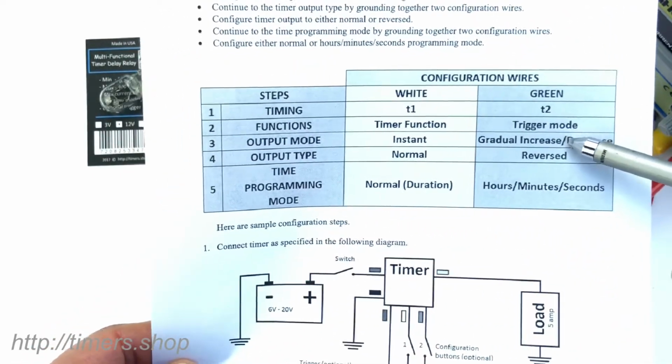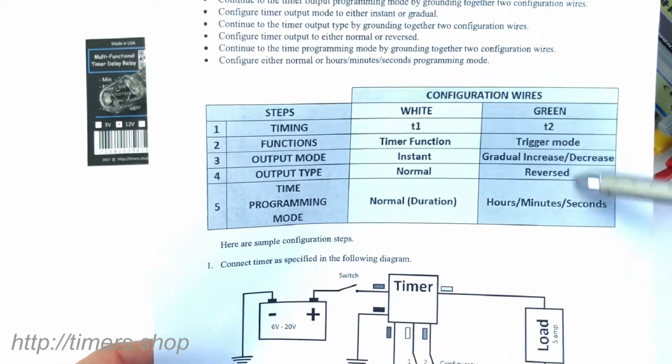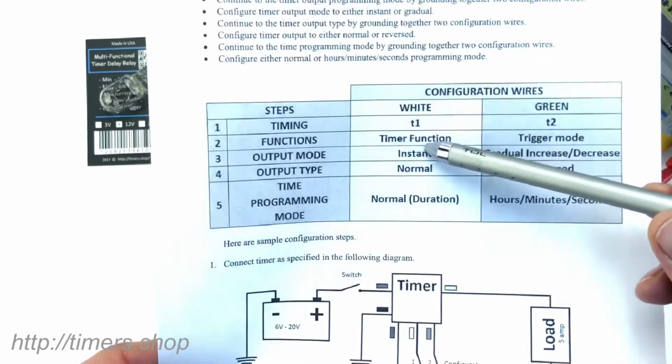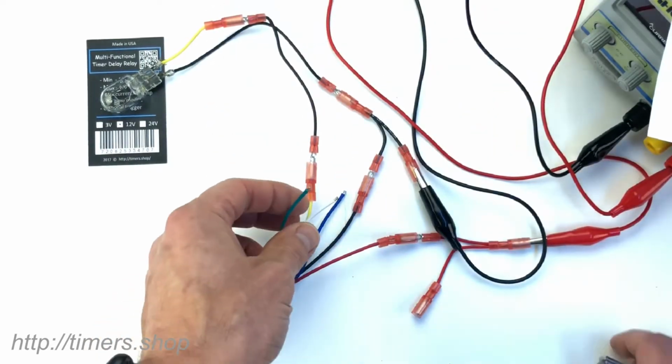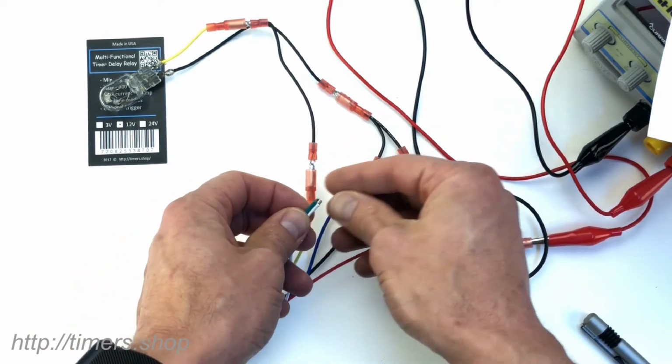We don't need to change the trigger either. Since we already set the gradual output in the trigger mode, we only need to change the time, T1, and the timer function. Now, if you're doing it from scratch, if you reset the timer, then you need to set all 4 parameters.